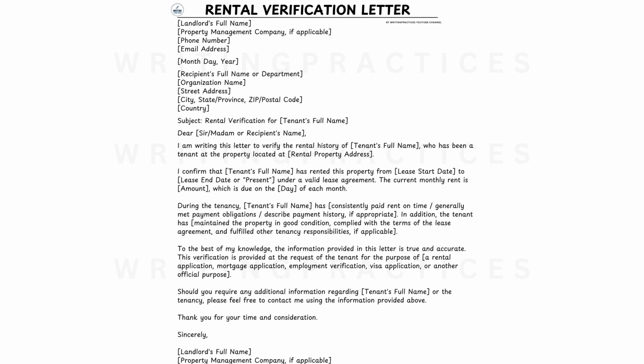Before submitting your rental verification letter, carefully review every detail to ensure the tenant's name, property address, lease dates, rental amount, and payment history are accurate. Verify that all information matches your lease and payment records. A strong rental verification letter is factual, objective, and well organized, giving the recipient confidence in the tenant's rental history while helping them make an informed decision.